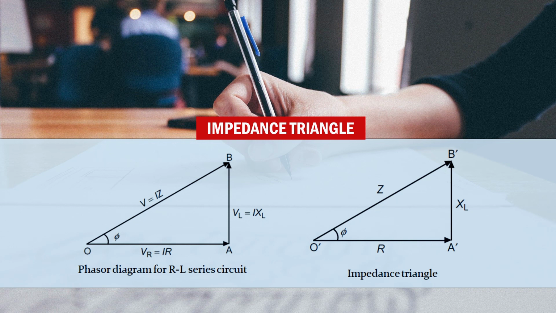So this phasor diagram of the RL series circuit can be converted into an impedance triangle, where you can see in figure 2, this OA is representing the resistance, AB is representing the XL, that is inductive reactance, and OB dash is representing the Z, which is showing the impedance of the circuit. So a right angle triangle whose base represents circuit resistance, perpendicular represents circuit reactance, and hypotenuse represents circuit impedance is called an impedance triangle.